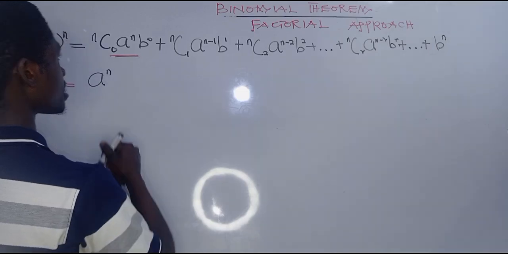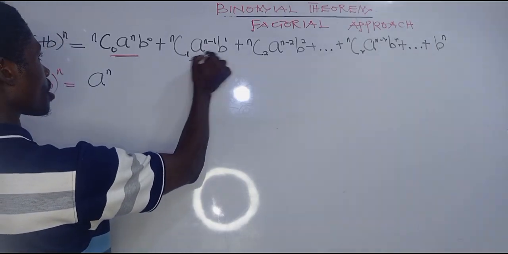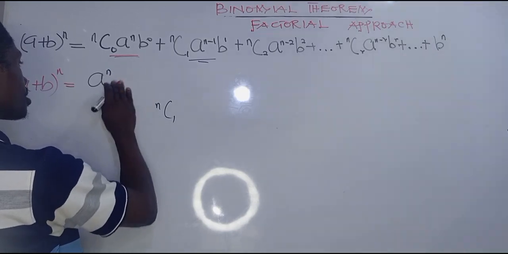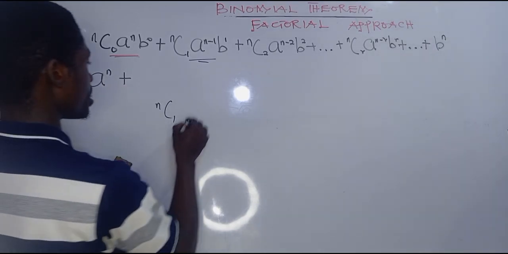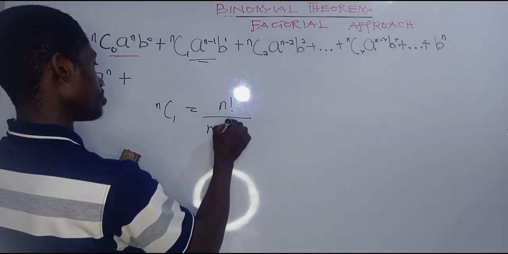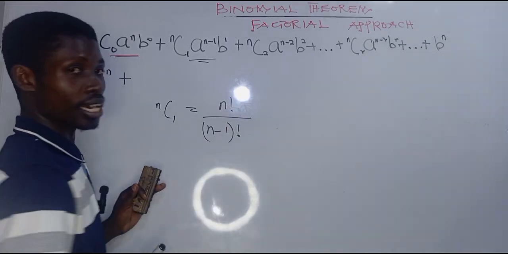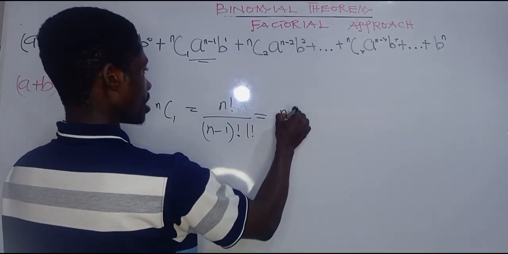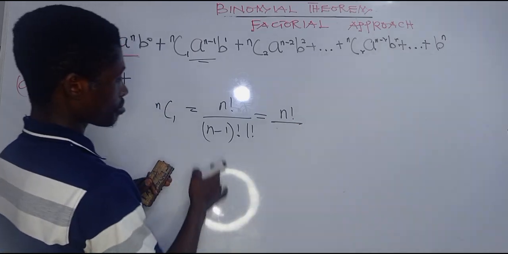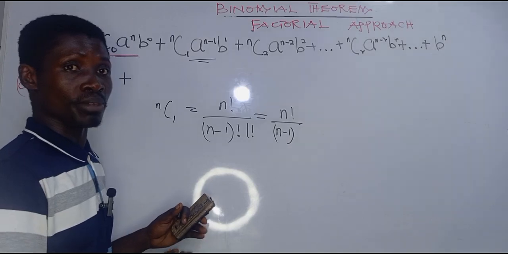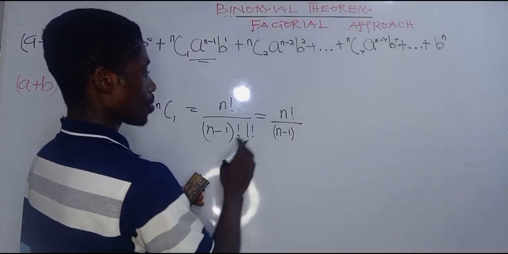Now let's look at the second term. We have n combination 1. So let's bring our addition. N combination 1, by definition, we have n factorial all over (n minus 1) factorial, and then what again? 1 factorial. So we have n factorial all over (n minus 1) factorial, and 1 factorial is the same as what? 1. So we are done with it.